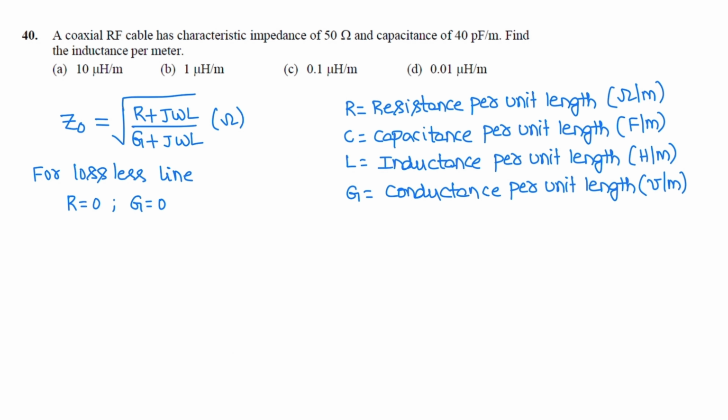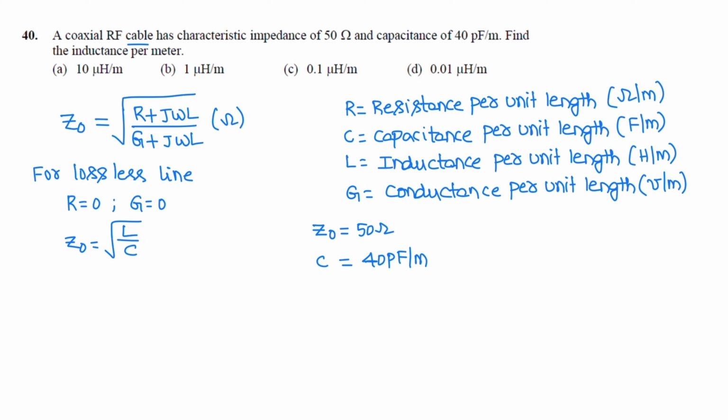A coaxial RF cable has characteristic impedance of 50 ohm and capacitance is 40 picofarad per meter. So given characteristic impedance Z0 is 50 ohm and capacitance is 40 picofarad per meter, find the inductance per meter. In the question, it has been given a coaxial cable where characteristic impedance Z0 is equal to square root of R plus j omega L by G plus j omega C. For lossless transmission line, R is 0, resistance is 0 and conductance per unit length is 0. Therefore, characteristic impedance Z0 is equal to square root of L by C.